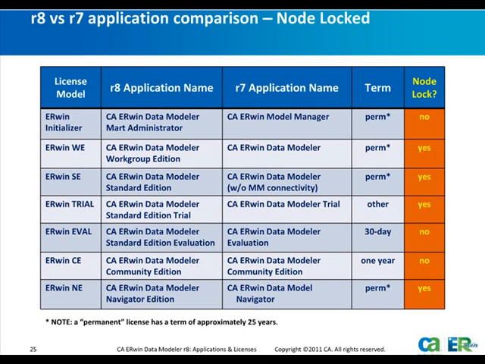And finally, the last column indicates whether a license is node-locked. Node-locked licenses are registered to a specific machine and are not transferable from one machine to another. If you find you need to move your installation of CA Erwin Data Modeler R8 to a different machine, please contact CA Customer Care for instructions.